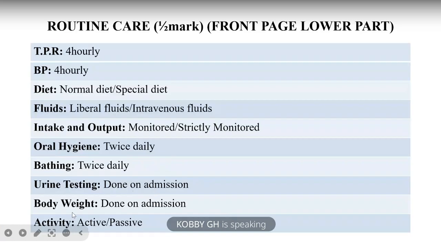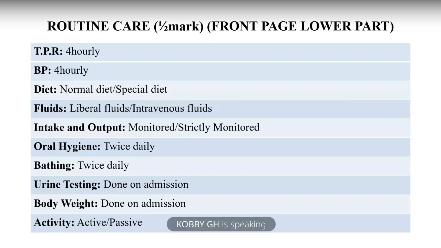Activity, what do we write at the activity? Either active or passive. Now, how did I define active patients? Who remembers? You said a patient who can get up on bed, brush his or her teeth without assistance, bath without assistance, they are active. Yes, a patient who can turn left, turn right.